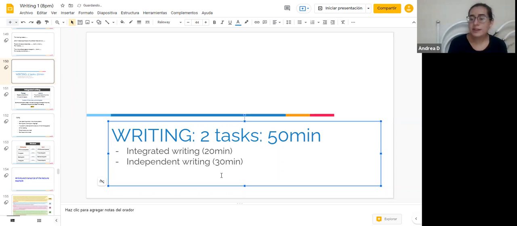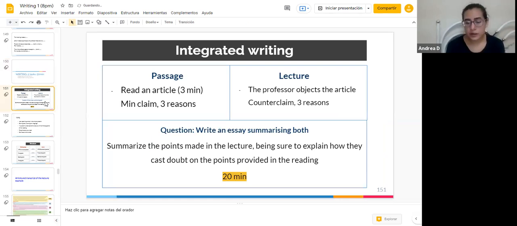Now, the good thing is that we have 3 classes to look at the writing. So we're going to be taking 1.5 class for each part. Today, we'll start with the integrated writing. We'll continue next class, and then we start with the independent. So let's take a look.